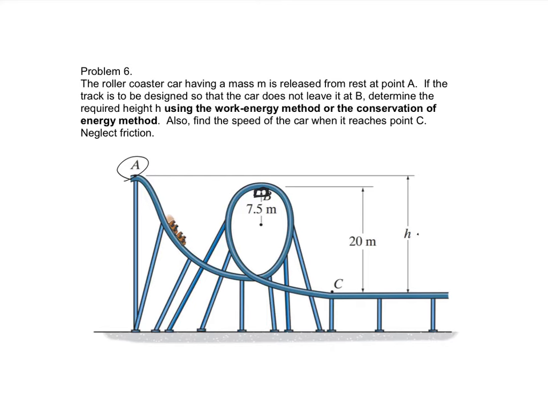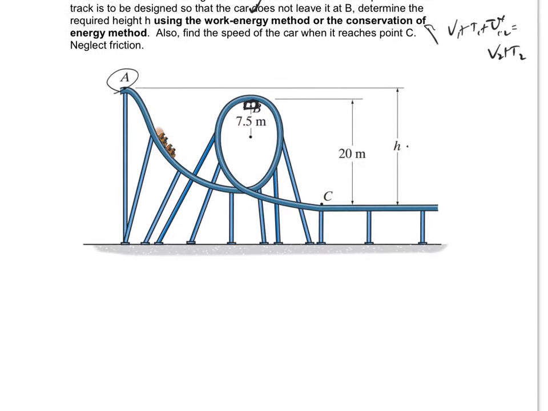I'm going to use either the work energy method or the conservation of energy method. If you feel comfortable using the work energy method, the sum of all the work done from 1 to 2 is equal to delta T. But I like to use conservation of energy: V1 plus T1 plus U, the non-conserved work, is equal to V2 plus T2. If I don't know where to start, I'm going to use conservation of energy, so let me start with that.